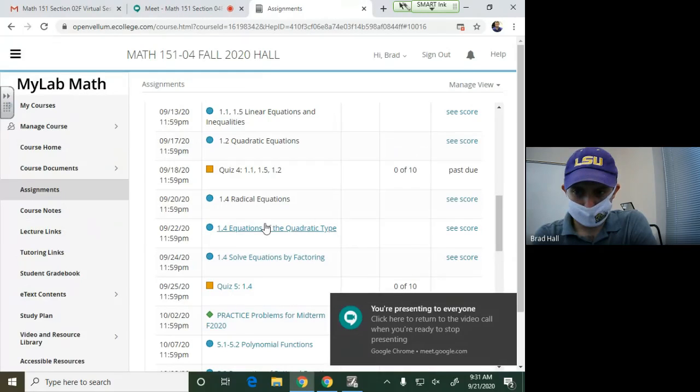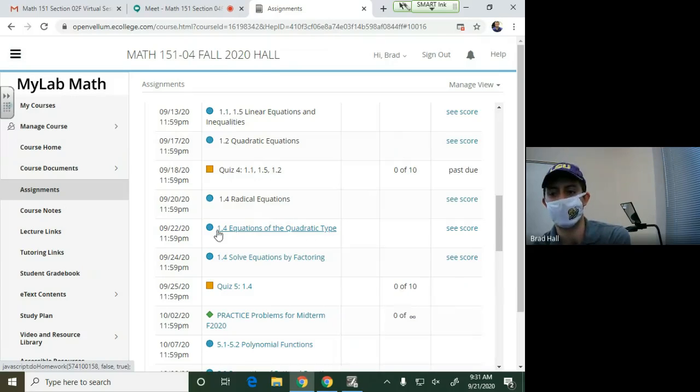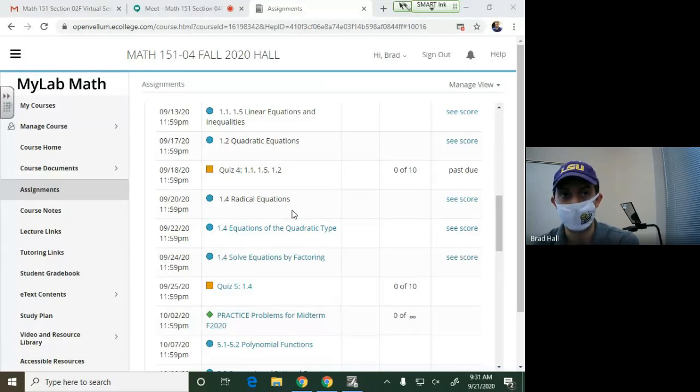Additionally, the next homework: we're going to be finishing equations of the quadratic type today. That homework is due tomorrow, so make sure you are aware of that. And of course, the midterm is next week. The practice for the midterm is already in my math lab, so you can start practicing on that, primarily once you complete everything before it.